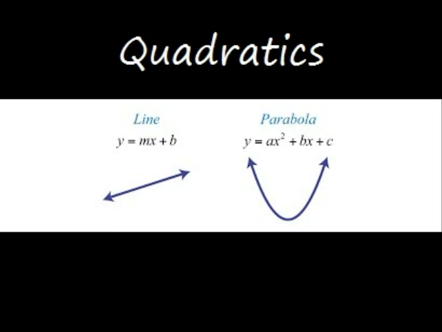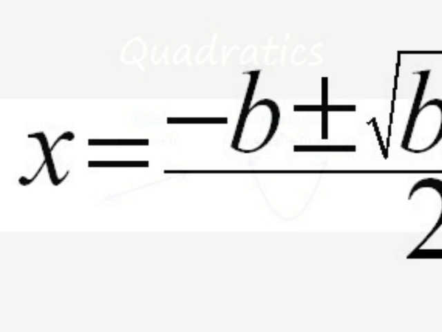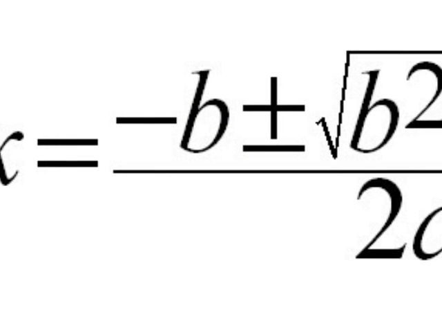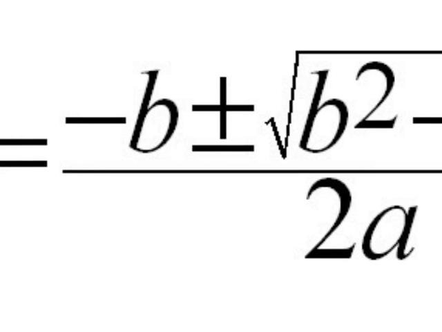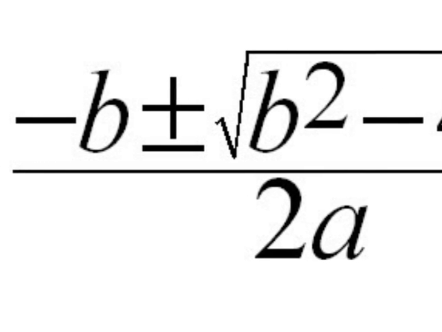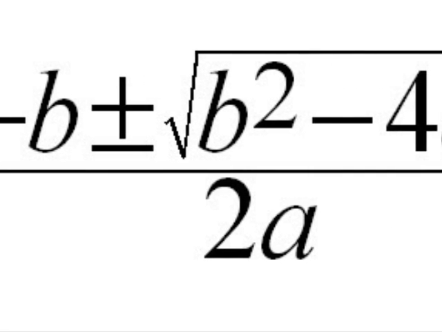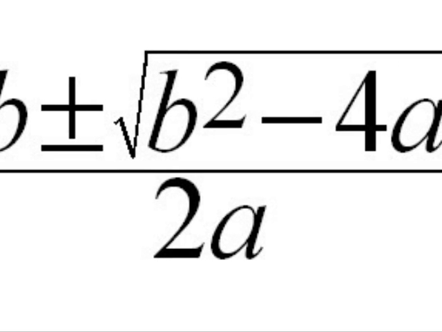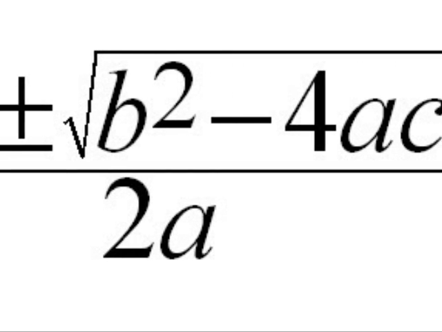Moving on, I wanted to talk about quadratics, which instead of a line, has a parabola, whose equation will be y equals ax squared plus bx plus c. Although in order to find out what x equals, you need to know that negative b plus or minus the square root of b squared minus 4ac, all over 2a, is equal to x. It might seem like a handful, but it's pretty easy once you get the gist of it.